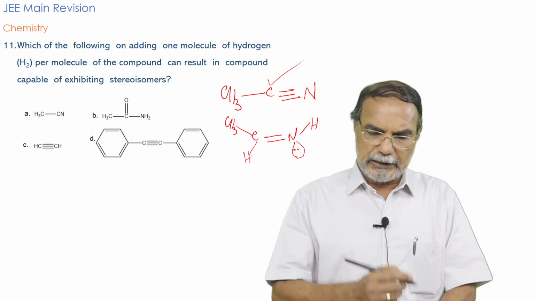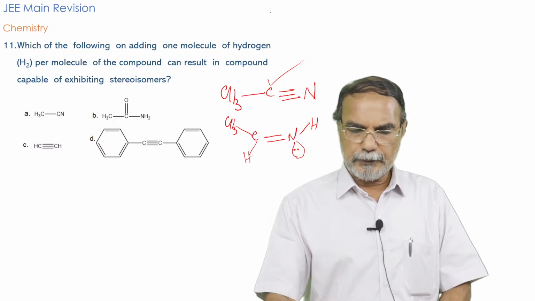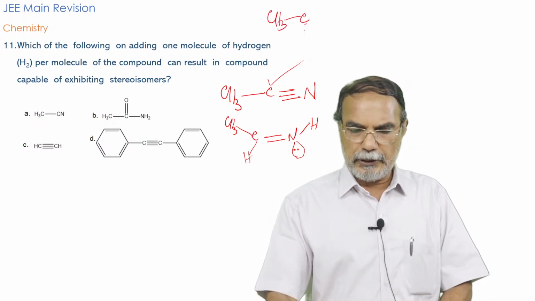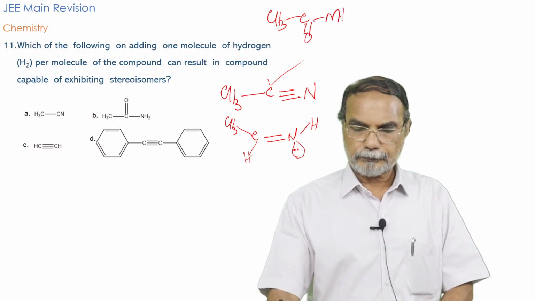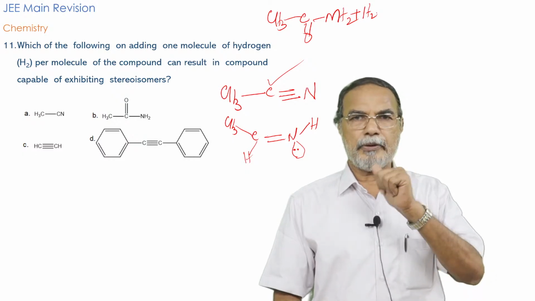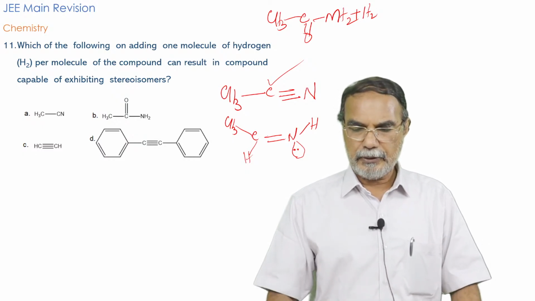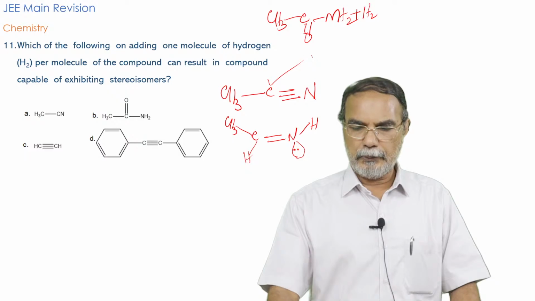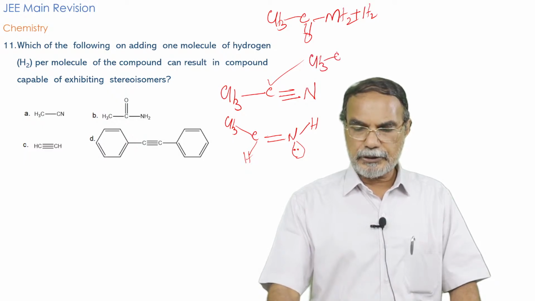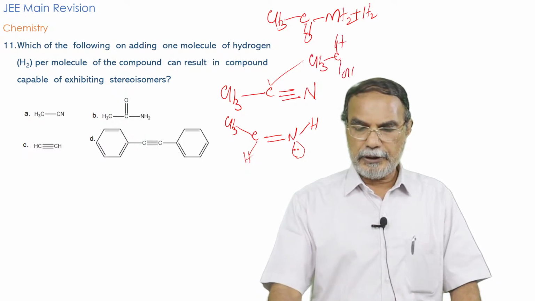And now what about the second compound, CH3CONH2? Reduce this compound with H2, 1 mole of H2, 2 hydrogen atoms, at this bond, C double bond O. What is the product? CH3CH(OH)NH2.